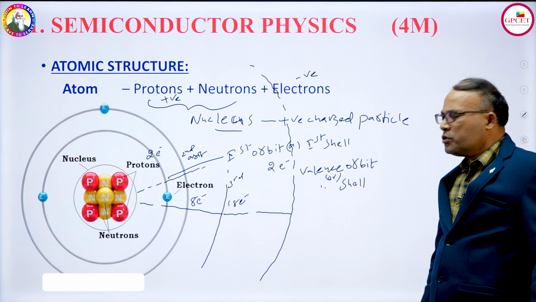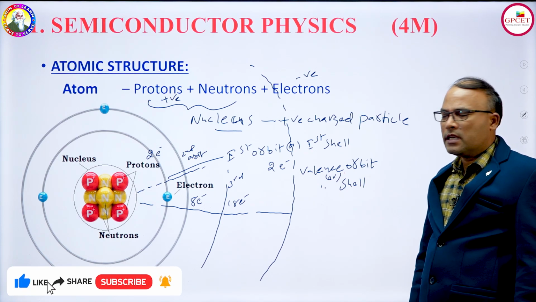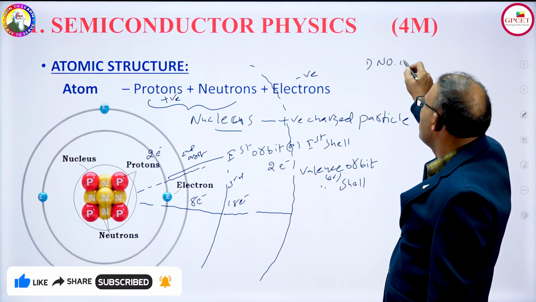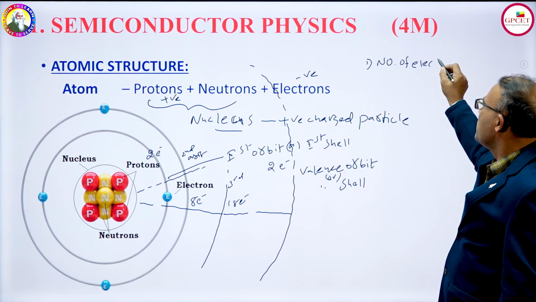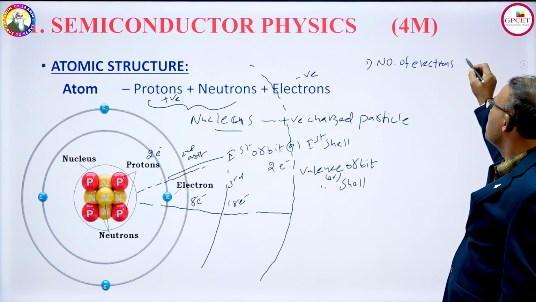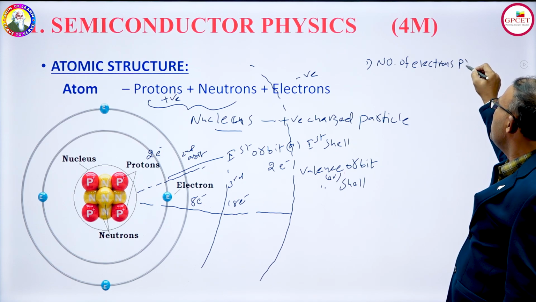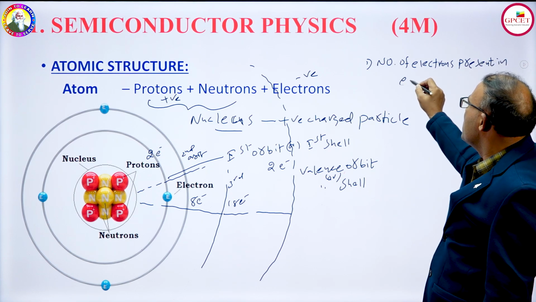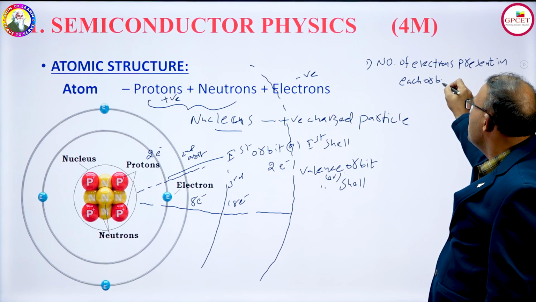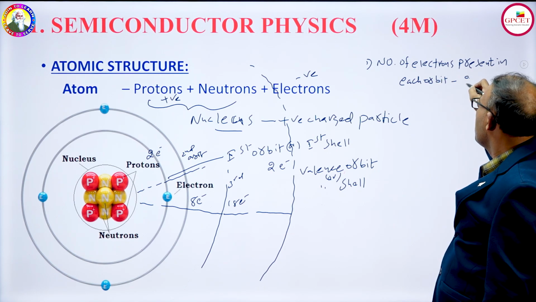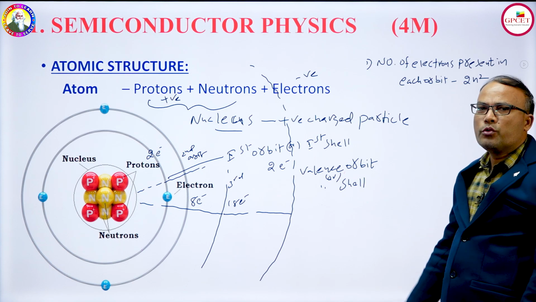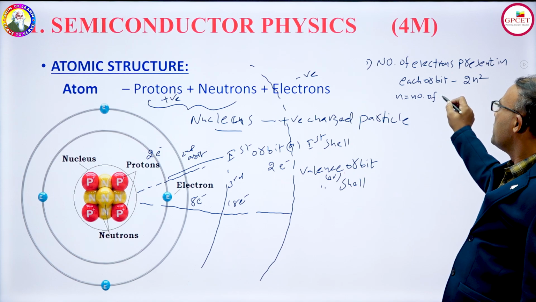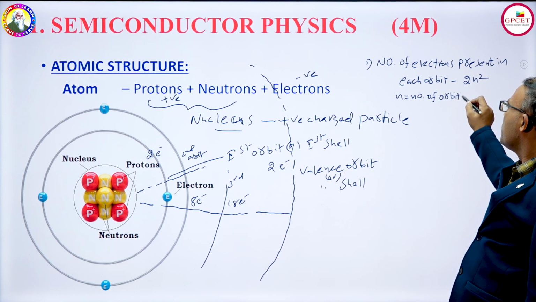Now here, the most important question that comes in GATE examinations regarding this is the first question: the number of electrons revolving around the nucleus, that is, the number of electrons present in each orbit. The number of electrons present in each orbit is given by a formula, 2n square, where n is the number of the orbit.